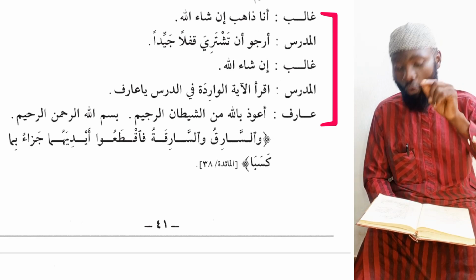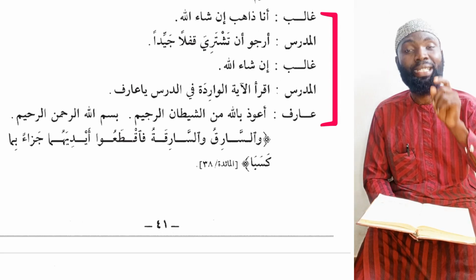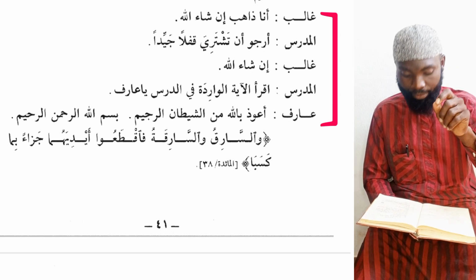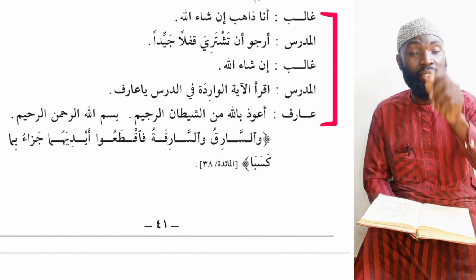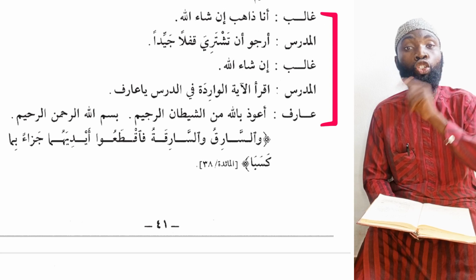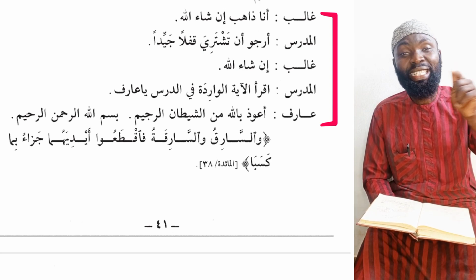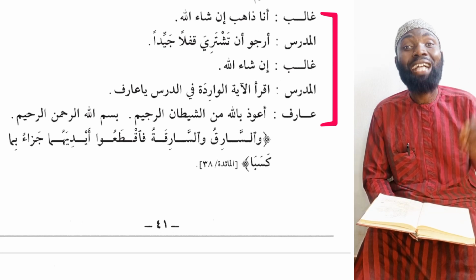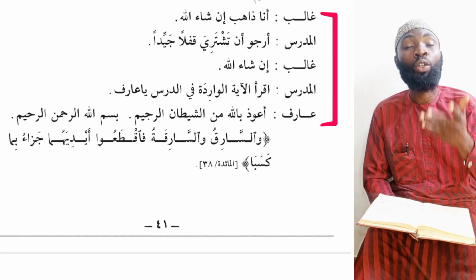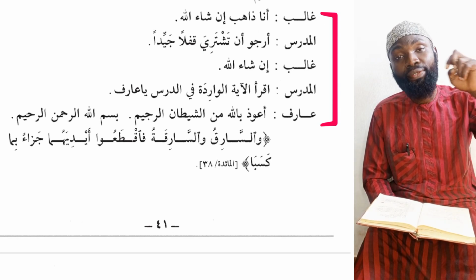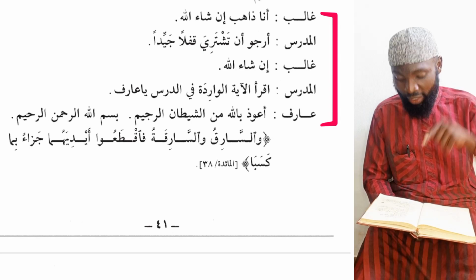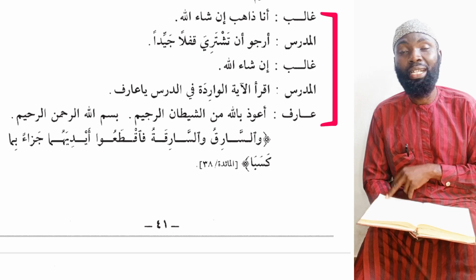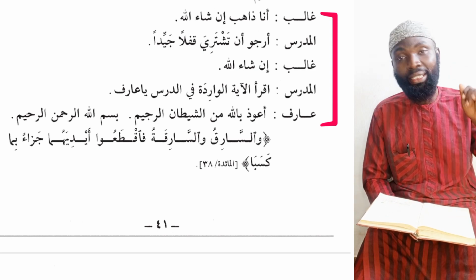Wasariqu wasariqatu, faqta'u aydiyahuma jaza'an bima kasaba nakalan minallah. So you can see, he said, wasariqu, as for the male thief, wasariqatu, and as for the female thief. From the word saraqa, he stole, we got sariqu, the thief, for a male, and you simply add ta marbuta to get the feminine form sariqatu. So he's saying wasariqu wasariqatu, and as for the male thief and for the female thief, faqta'u aydiyahuma, cut their two hands, jaza'an bima kasaba nakalan minallah, a reward for what they've earned.